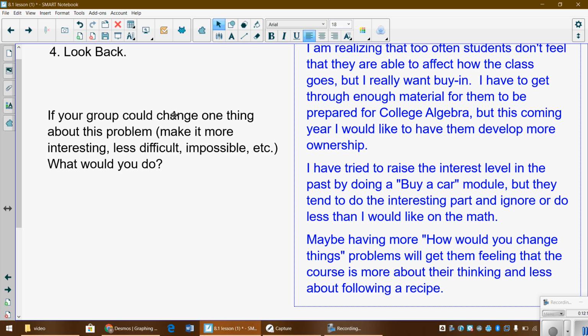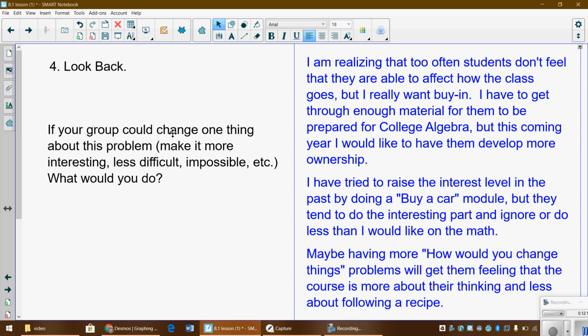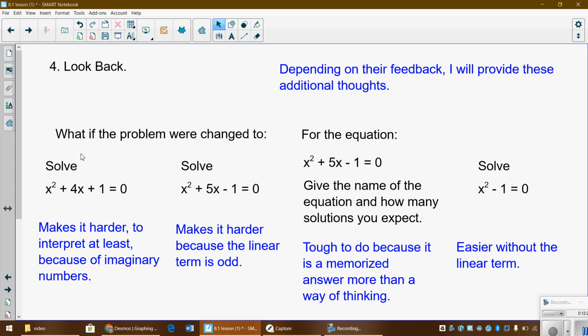I'd like this kind of a question to stick with kids so they realize I really do care how they're processing, what's going well, what isn't, and what they think. So the last thing, I guess: what if the problem were changed? Depending on feedback, I'll give some ideas on how we could have changed it. If I change this to a +1, we're going to do a -1 over there, we get imaginary numbers. If I change this from a 4 to a 5, it's odd, and 5 doesn't cut in half easily in square.